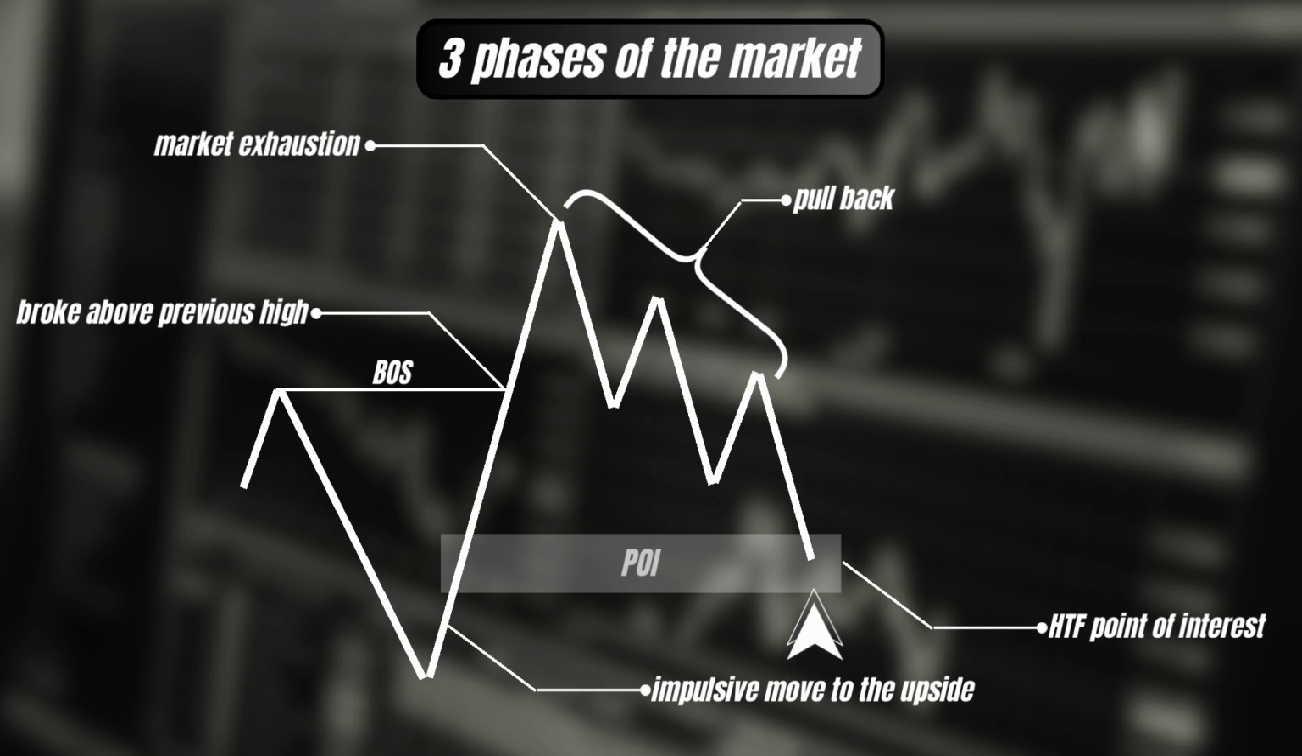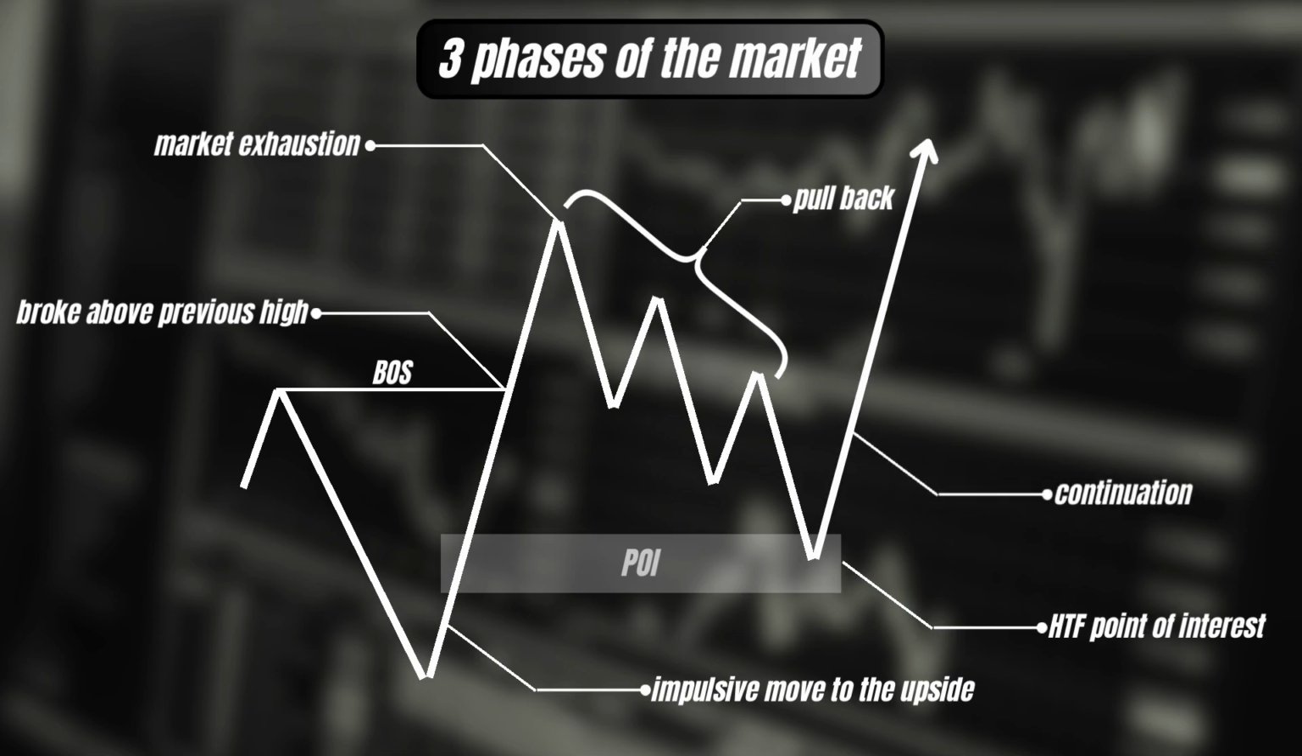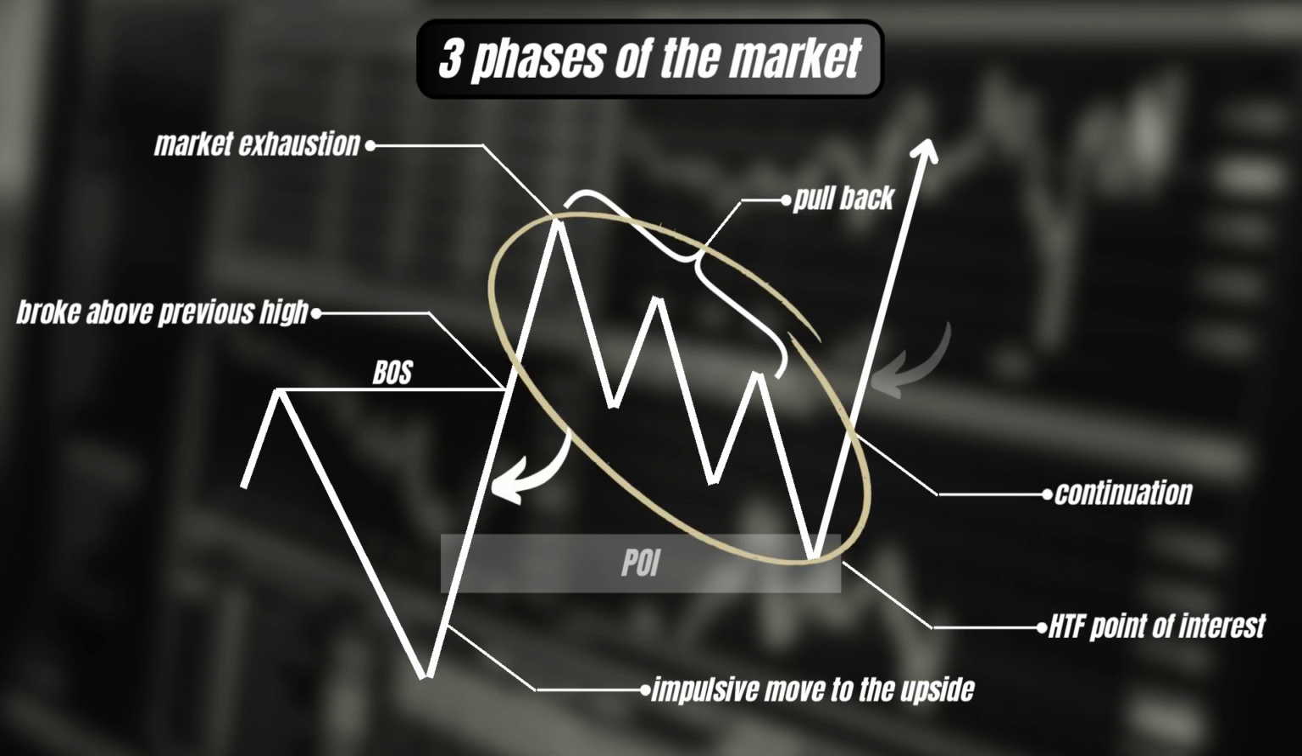The last phase is known as the continuation phase. After finding demand and regaining strength, the market will respect the point of interest and impulsively push to the upside once again, breaking above the previous high. This phase confirms that the bullish trend is still intact and can often lead to significant gains if you're positioned correctly. These are the 3 phases of the market: the impulsive movement, the pullback, and the continuation. Understanding these phases to the core can help you make more informed trading decisions and maximize your profits.